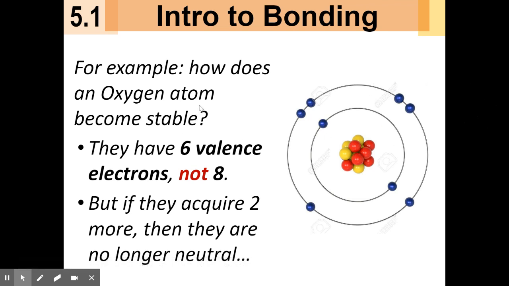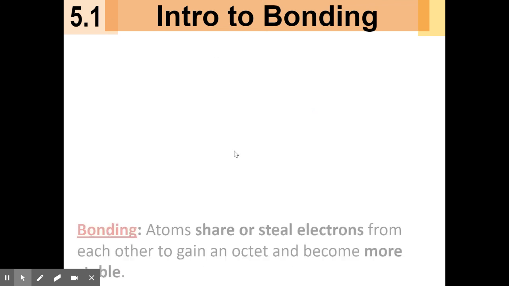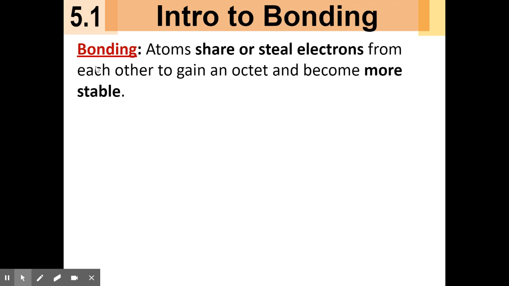So how do atoms deal with this problem of trying to get 8 outer electrons while still maintaining a neutral charge? Well, what they do is they bond. Atoms bond. Bonding is the process where atoms share and steal electrons from each other to gain an octet. This is why atoms bond. This is why there are so many molecules out there.